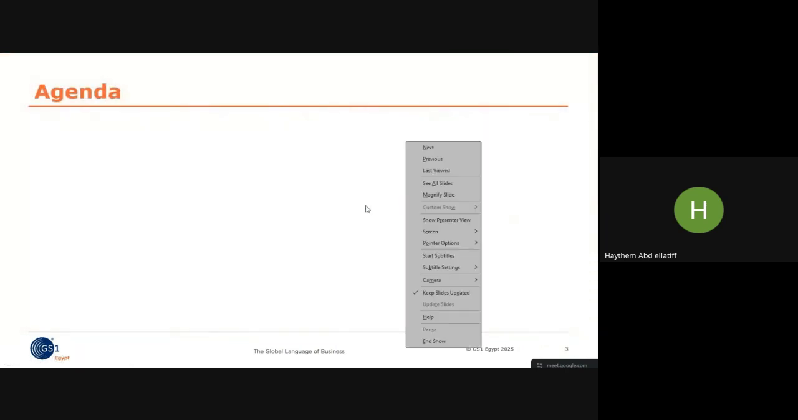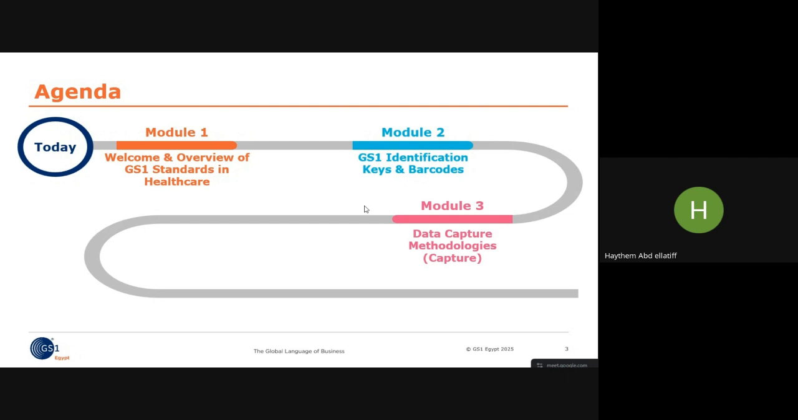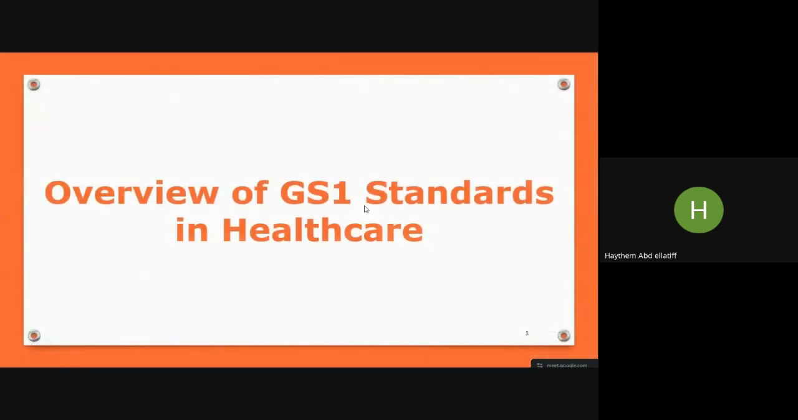Okay. This is our agenda today. We will start with covering GS1 standards in healthcare. As I said before, we will start with identification, capture, and then sharing the data. Let's start with an overview about GS1.